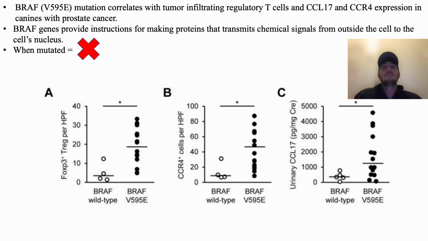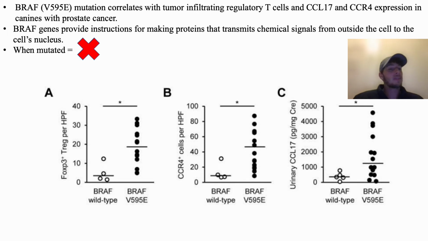So you might not know what Braf genes are, but Braf genes provide instructions for making proteins that transmit chemical signals from outside the cell to the cell's nucleus. And when these Braf genes are mutated, it is a terrible thing that can happen. When they're mutated, these normal cells end up turning into cancer cells. And this is exactly what is happening with prostate cancer. This Braf gene is supposed to provide instructions for making proteins to transmit chemical signals from outside the cell to the cell's nucleus, but it is being mutated, and these normal cells are turning into cancer cells.